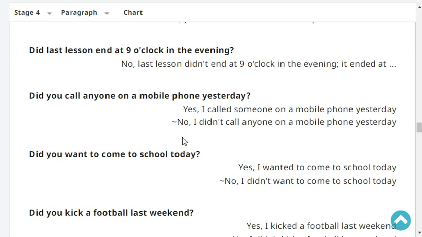Did last lesson end at 9 o'clock in the evening? No, last lesson didn't end at 9 o'clock this evening. It ended at 9:30 a.m. Did you call anyone on a mobile phone yesterday? No, I didn't call anyone on a mobile phone yesterday. Did you want to come to school today? Yes, I wanted to come to school today.